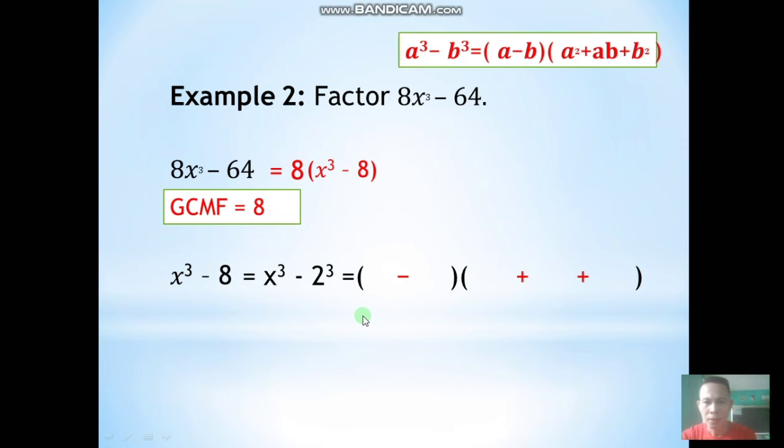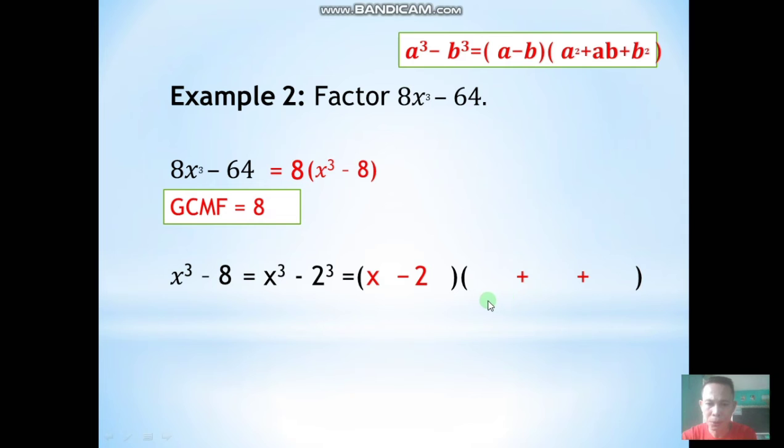Okay, this time I'm not going to show you all the steps. I want you to memorize all of those. So to get the binomial factor, all you need to do is subtract the base of the first term by the base of the second term, that is x minus 2.